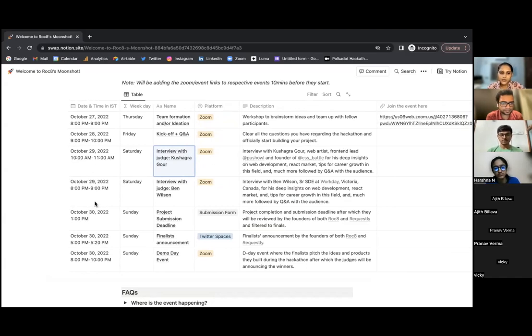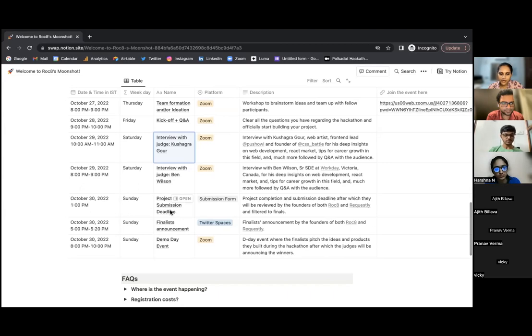These two events will be happening on the 29th, one at 10 a.m. and one at 8 p.m. Take this as a break from your building. Take it if you have any doubts coming up during the build, or anything else, and just share it there and ask for their insights. That is the purpose of having an interview with them. Take this as an opportunity to connect with them.